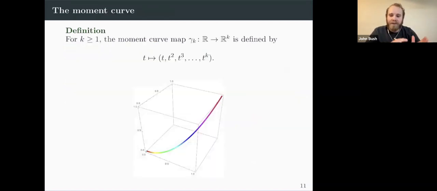Okay, so the moment curve map is something which makes it very easy to find a lot of points in general position. Of course, it's easy to find points in general position: you just throw the points down randomly. But this is a systematic way of picking out points in general position. And it's also a continuous map from the real line to Euclidean space. It's defined by taking a number t to the vector (t, t squared, t cubed, etc., up through t to the k). I plotted here gamma 3 for t between 0 and 1.